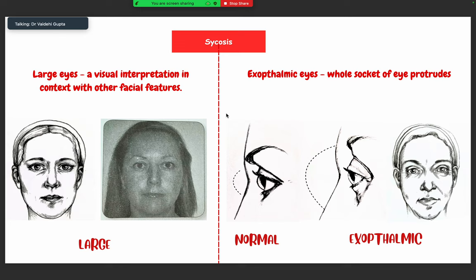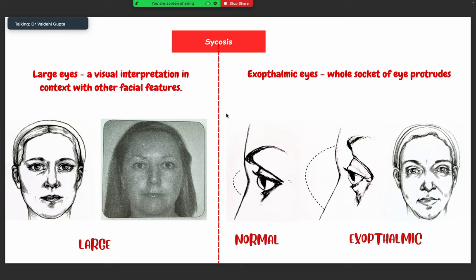Sycosis. In Psora, there were small eyes. In Sycosis, there are large eyes. So large eyes are a visual interpretation in context with other facial features. Just like small eyes were comparatively small to the other facial features, in Sycosis the large eyes can be decided by looking at all other facial features. In the sketch or in the real pic, we can see that the eyes look quite larger in comparison to the other facial features. So it will be considered large eyes.